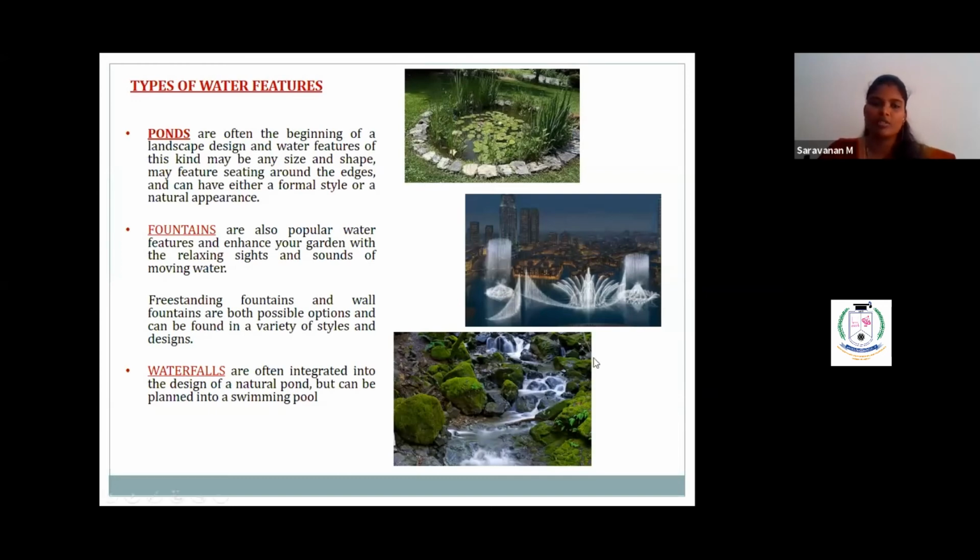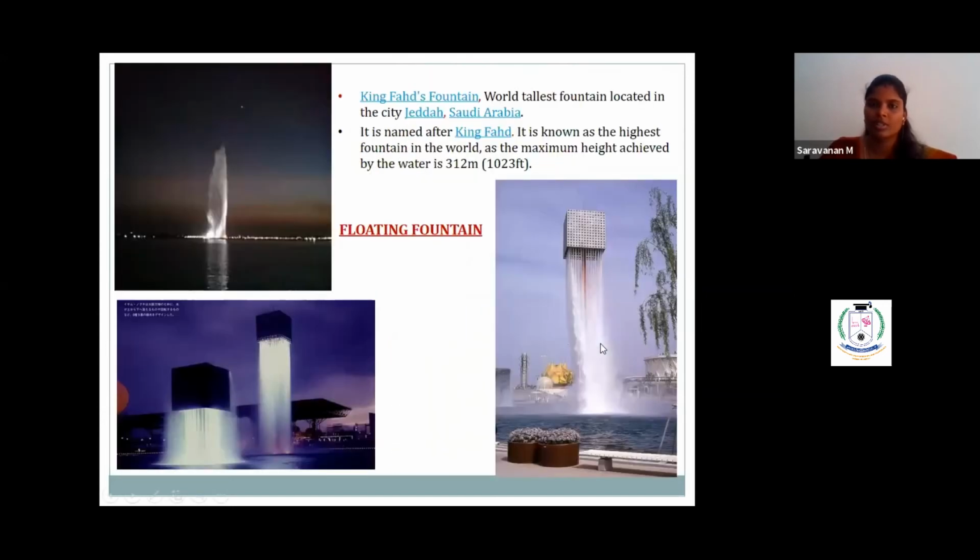Please see the images. Waterfalls are basically integrated into the design of natural ponds, but can be planned as a swimming pool too. And these are the cascade and the floating fountain. These floating fountains are located in Saudi Arabia, which has the world's largest fountain, King Fahd's Fountain. It is named after King Fahd, and it is 312 meters, which is 1,023 feet. This is the floating fountain.